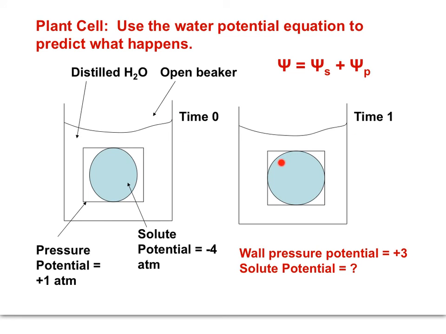You can see that the cell has taken on water. The wall pressure has changed. Wall pressure is now +3. And I'm asking, what's the solute potential of this particular cell? With water no longer entering, the solute potential would be -3 atmospheres.